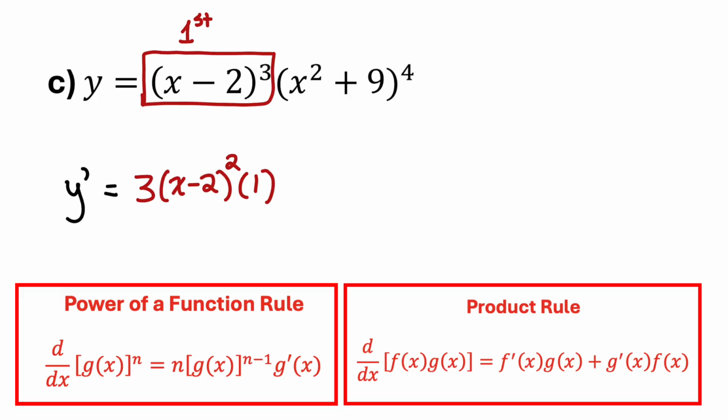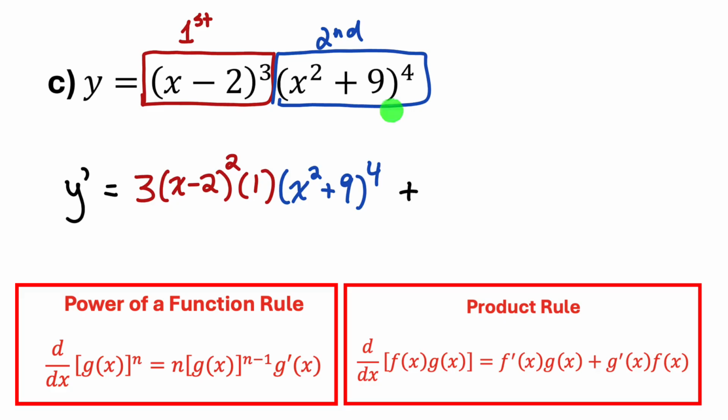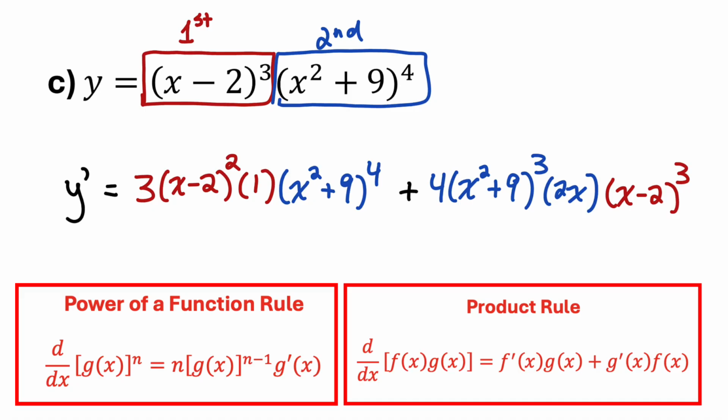That has to be multiplied by the second function in the product, which I'll outline in blue, plus, now I do the derivative of the second function, so the derivative of the blue function. I take the exponent, write it as the coefficient, keep the base of the power, reduce the exponent by 1, but then I have to multiply that by the derivative of the base of the power. The derivative of x squared plus 9 is 2x. And now that has to be multiplied by the first function. So hopefully this color coding helps you see what happened. We did the derivative of the first times the second plus the derivative of the second times the first.